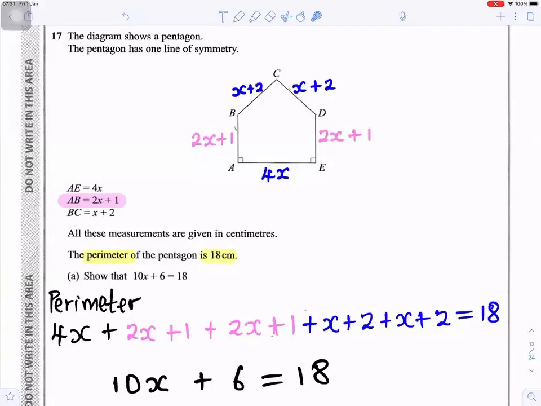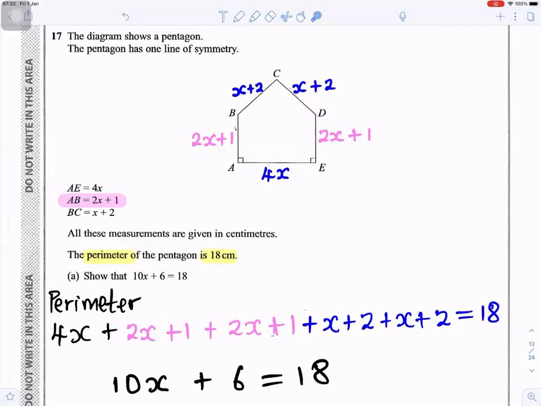So the first thing we want to do is to label the diagram clearly. We know AE is 4x, so we put 4x on the diagram. We know AB is 2x plus 1. And because it has a line of symmetry, the line in the middle there, that means DE would be 2x plus 1. So the line of symmetry means DE and AB are the same.